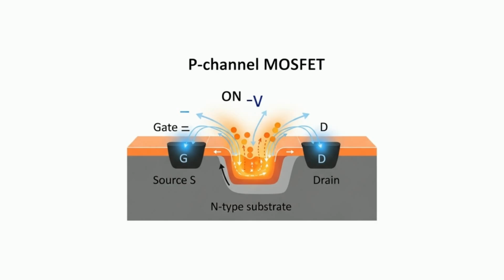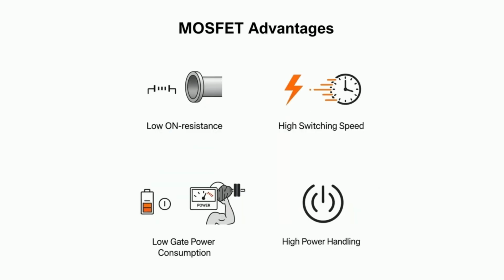Still, BJTs had their own limitations. They used a current-based control mechanism and were relatively complex to manufacture in large numbers. Researchers soon began exploring alternatives based on the concept of field effect transistors, FETs, which had been theoretically proposed earlier but were not feasible with the technology of the time.